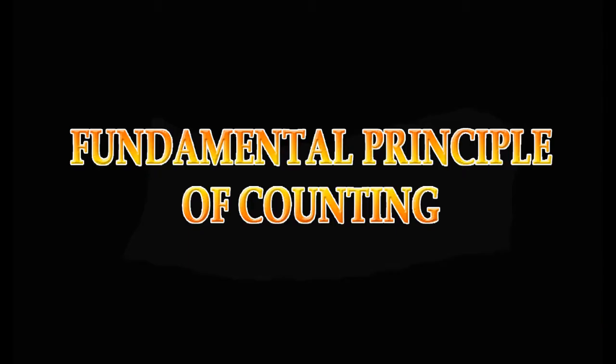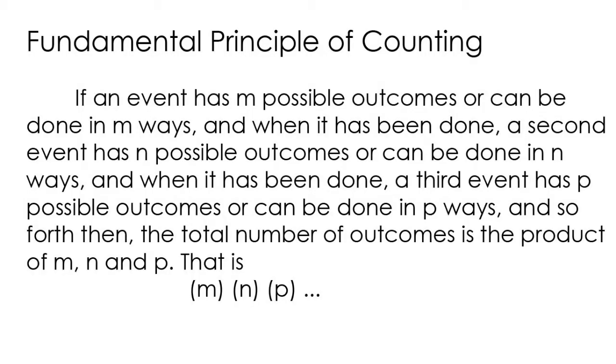In order to solve for the number of possible ways the students can be arranged in a row, they can do either the listing method or make use of the fundamental principle of counting. If an event has m possible outcomes or can be done in m ways, and when it has been done, a second event has n possible outcomes or can be done in n ways, and when it has been done, a third event has p possible outcomes or can be done in p ways, and so forth, then the total number of outcomes is the product of m, n, and p.